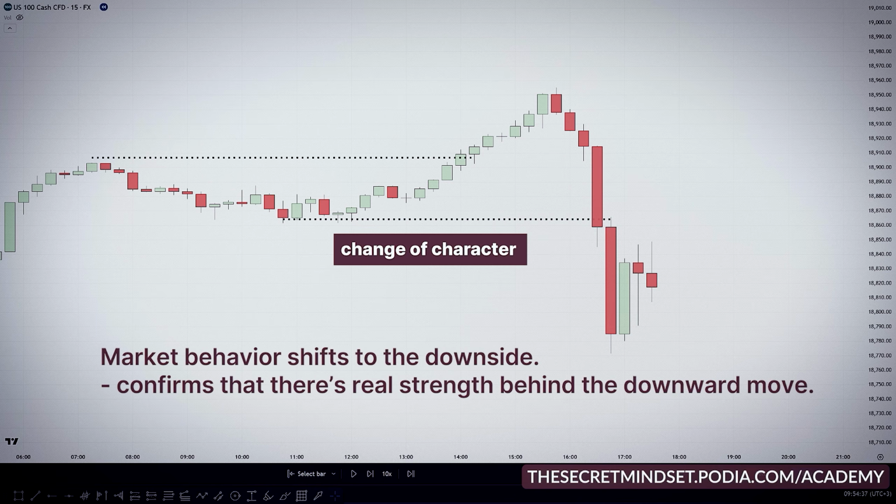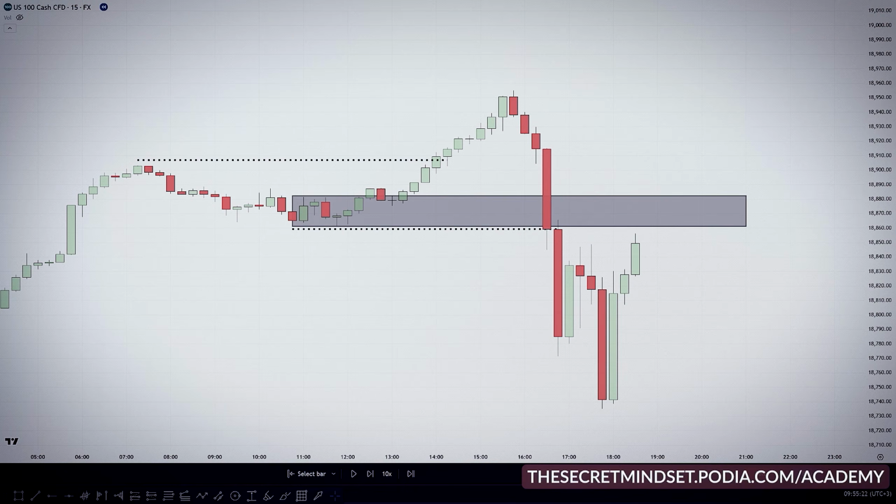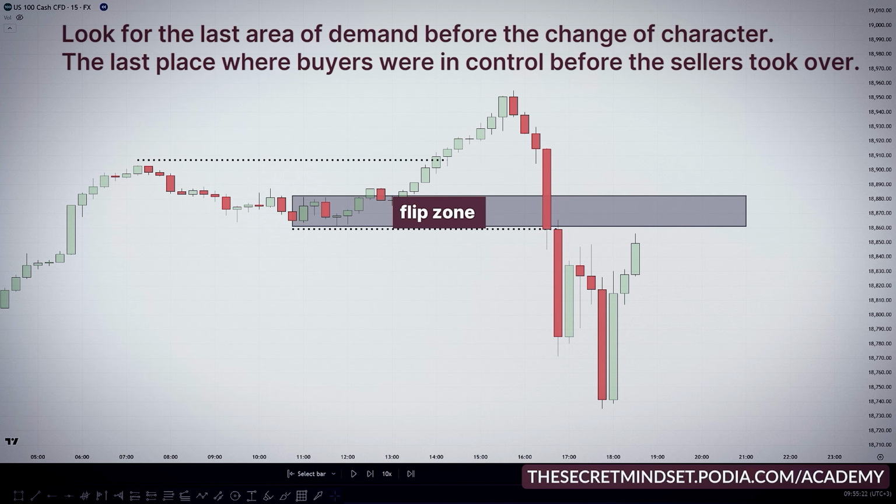After the break of structure, we see a change of character in a bearish direction. This is when the market behavior shifts to the downside. The price moves down strongly after breaking the previous structure. It confirms that there's real strength behind the downward move. Next, you look for the last area of demand before the change of character, the last place where buyers were in control before the sellers took over.